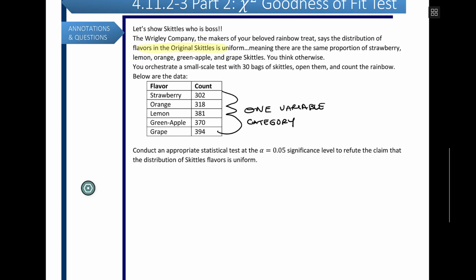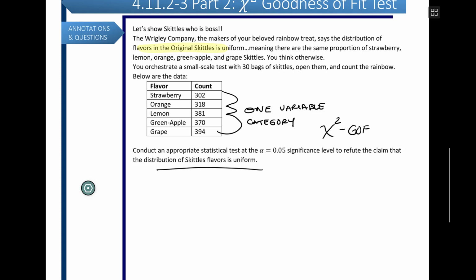We need to conduct an appropriate statistical test at the alpha equals 0.05 significance level to refute the claim that the distribution of Skittles is uniform. So, one categorical variable, we want to test to see is it uniform or not. So we're trying to see, is it following a given distribution? That means we are going to perform the chi-squared GOF test.